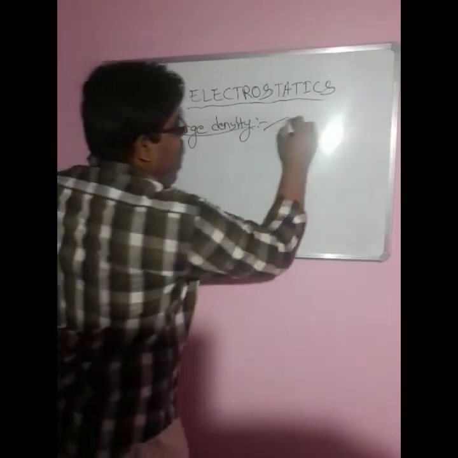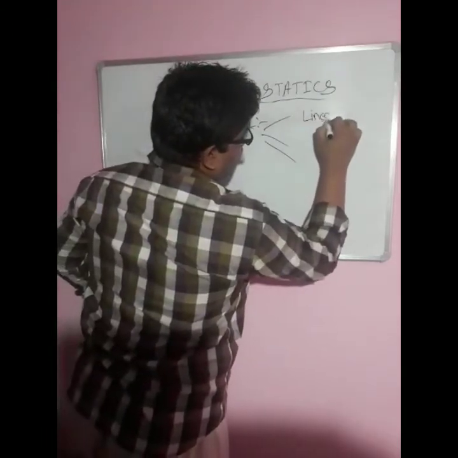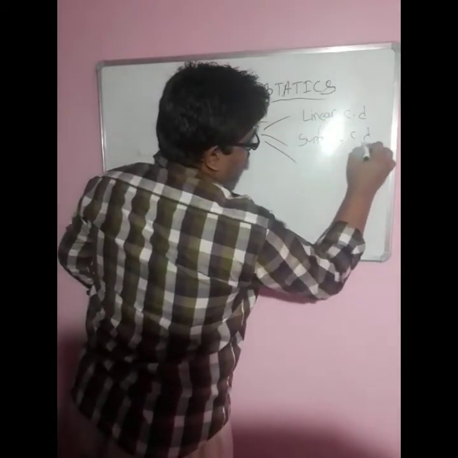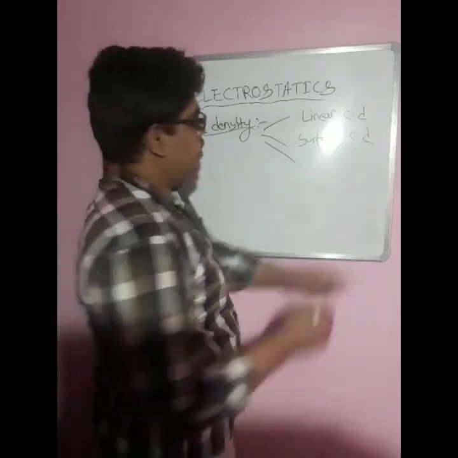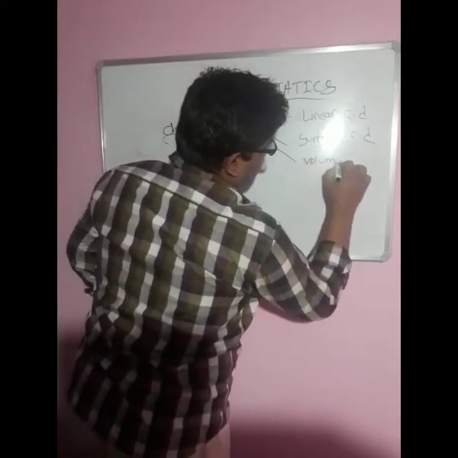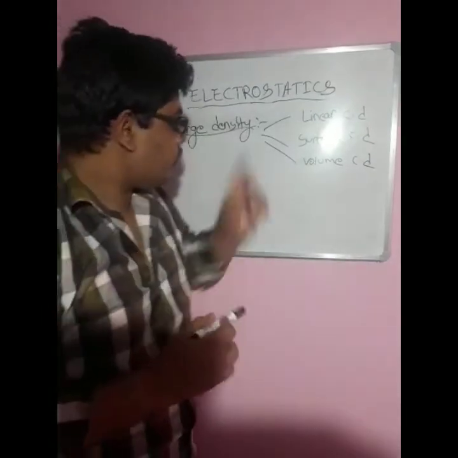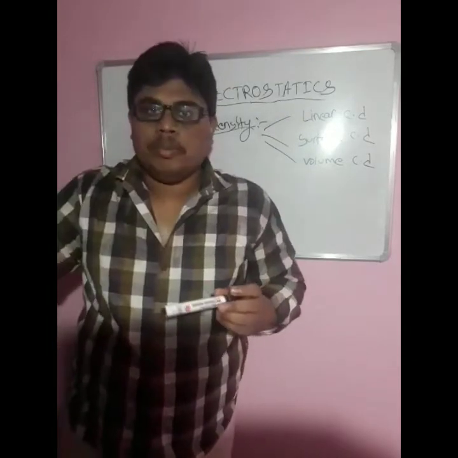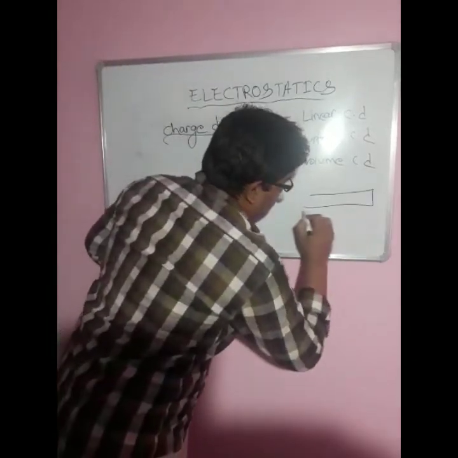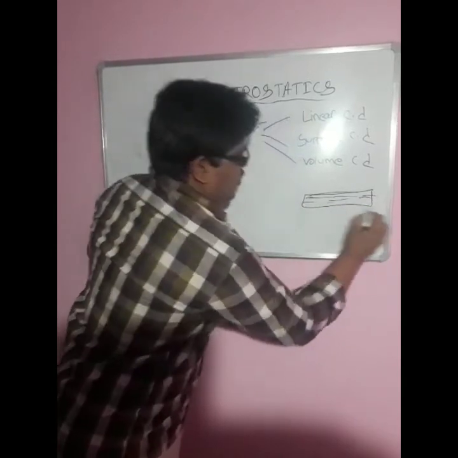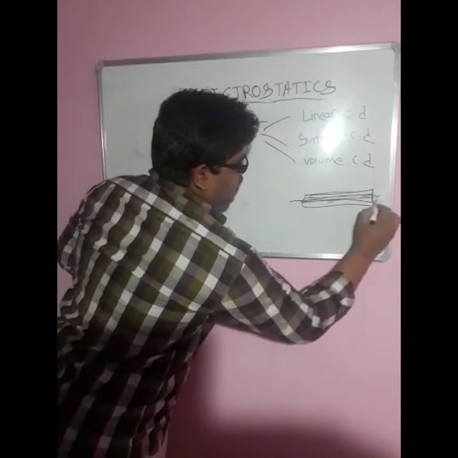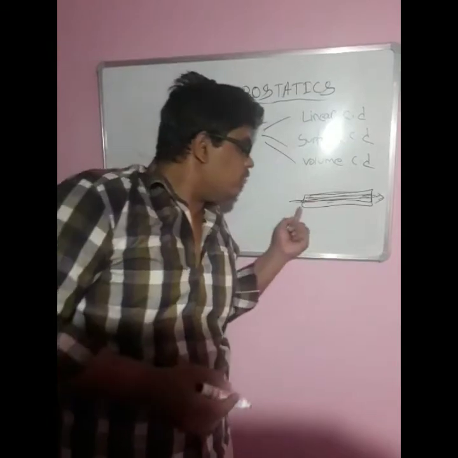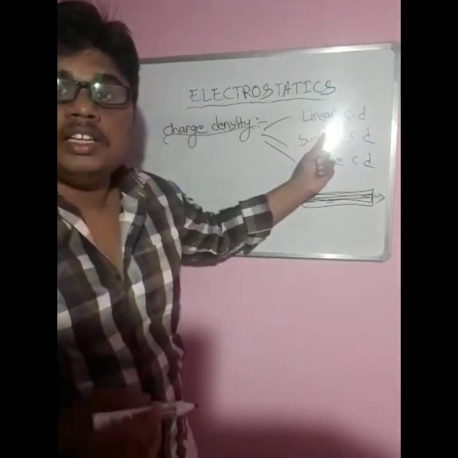It is of three types. One is linear charge density. Second one is surface charge density. And write it in short form, charge density. Then third one is volume charge density. See, what is linear charge density? Linear charge means the charge lies in one line, means in a single line conductor. Okay, this is a wire. Here current flows. If I find the charge density in a single line, it is called linear charge density.